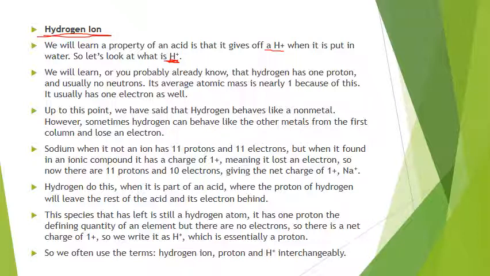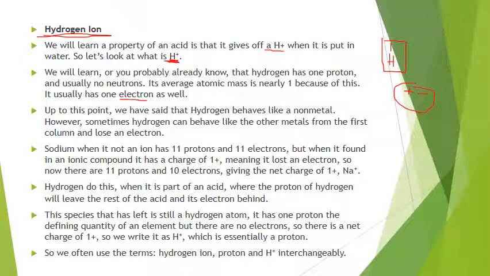Because a lot of times you'll see H plus and you just write down H plus. We will learn, or probably you already know, that hydrogen has one proton and usually has no neutrons. You can look at the periodic table for that. At the top left is hydrogen, and its atomic number is 1, and that tells me how many protons it has. Usually when hydrogen is all by itself floating around with no one bothering it, it has one electron as well. So hydrogen is usually just a proton and an electron.